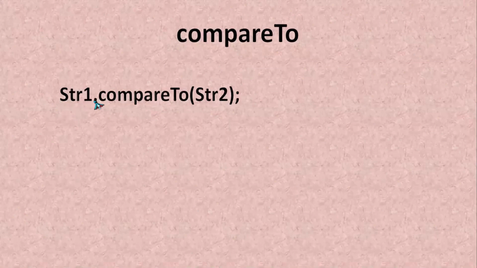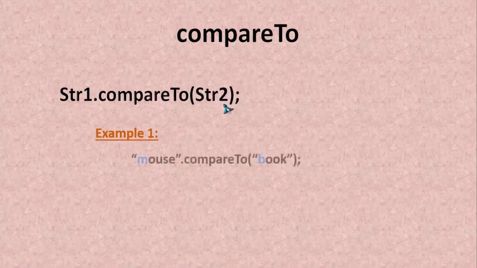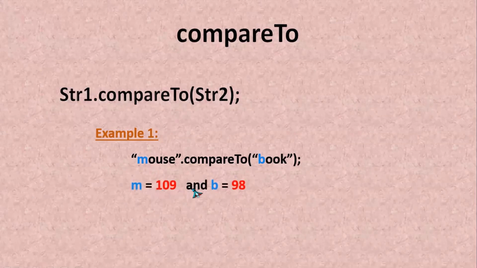Here we give the first string dot compareTo the second string inside the bracket. For example, I have mouse as the first string value dot compareTo the second string value, book. Here see the first letter of this is M and the first letter here is B. So the ASCII value of M is 109 and the ASCII value of B is 98. So the difference between these is going to be given. So that is 109 minus 98, which is 11. In case here it is book and here it is mouse, it is going to do 98 minus 109. So that is going to be minus 11.